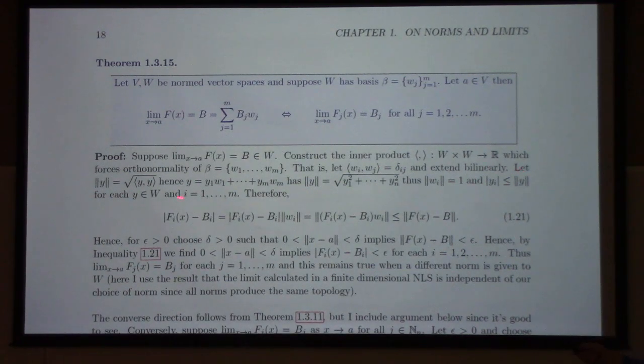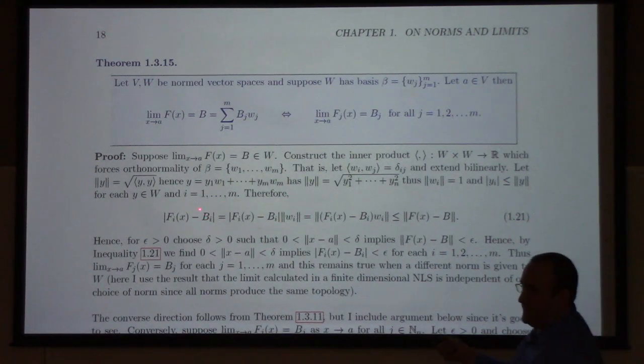Extend bilinearly. Let, here's my norm, my made-up funny norm. Not necessarily the norm which is given for W, all right? It's my ad hoc norm for the purpose of this proof. So in this construction, it basically forces the length of the basis vectors to be 1 with this notion of norm. And it also gives us this estimate that the magnitude of the ith component is less than or equal to the length of y for any vector in W.